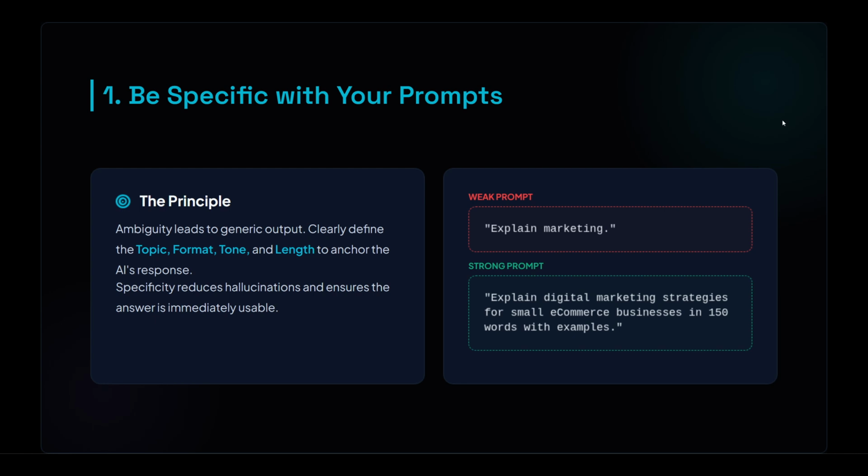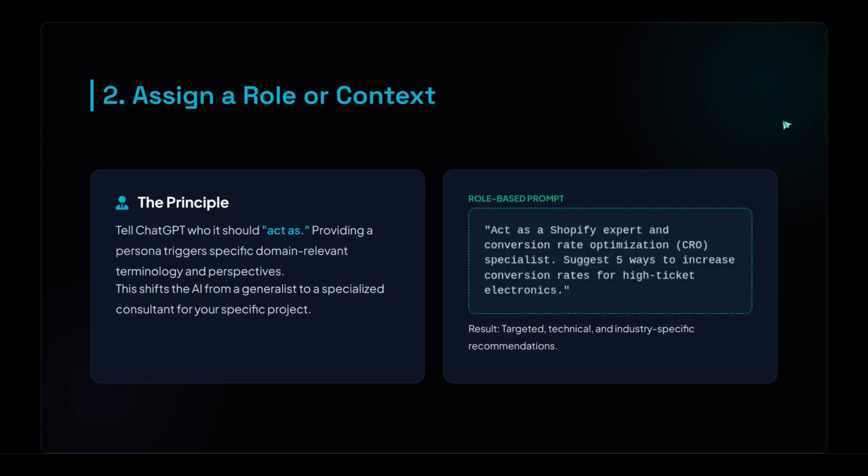Next, assign a role or context. Ask the model to act as a particular expert so it draws from the right style and domain knowledge. For example, act as a Shopify expert and suggest ways to increase conversion rates. This frames the response, nudging it toward tactics and vocabulary that match your scenario. You can add a setting, like a budget level or industry, to sharpen relevance even more.